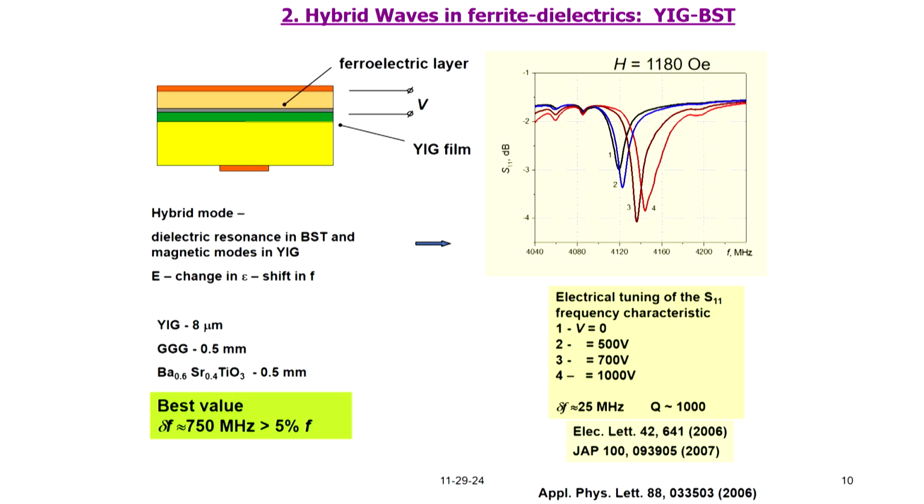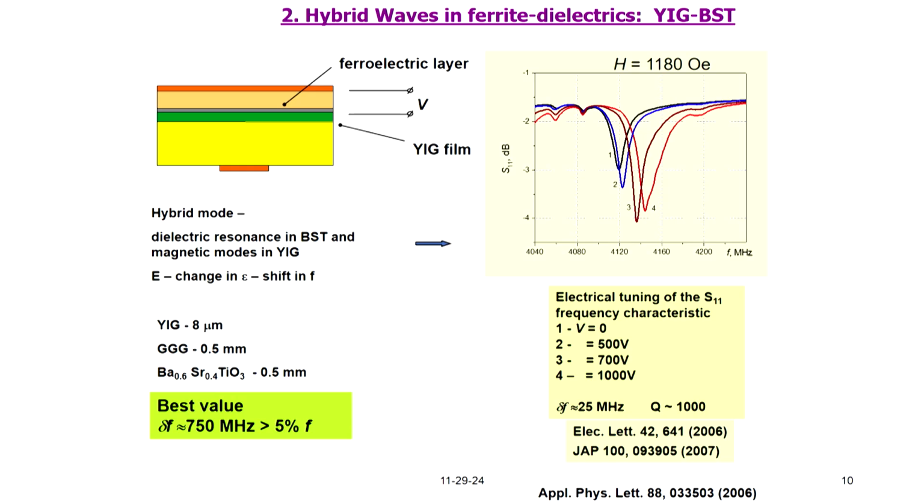These are the dimensions for the YIG film and the BST platelet. So, what you see here is a magnetic mode in combination with dielectric resonance in BST, which is the hybrid mode that is represented by 1. As you increase the voltage across BST, the dielectric constant in BST changes. That leads to a large tuning capability for the hybrid mode, and you can tune it by about 25 megahertz for a voltage of around 1000 volts. That is very high, but that is what we did. And the Q value for the resonance is rather high, it is about 1000.